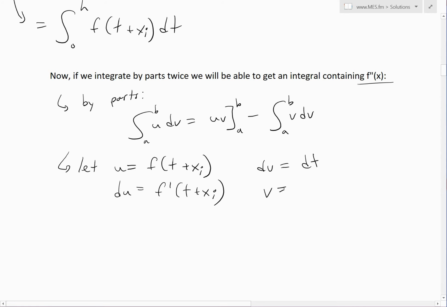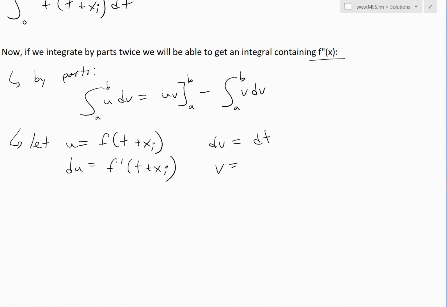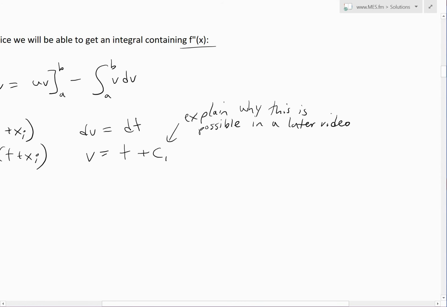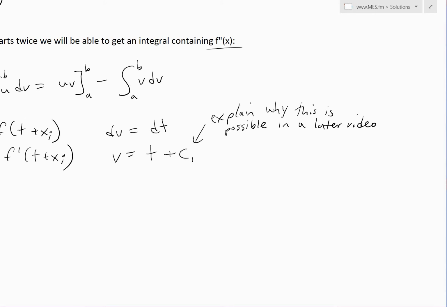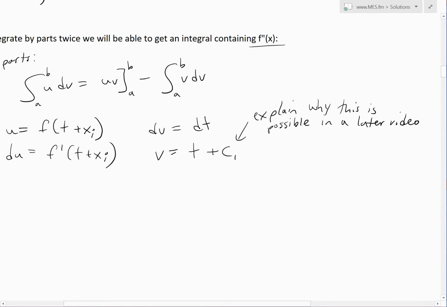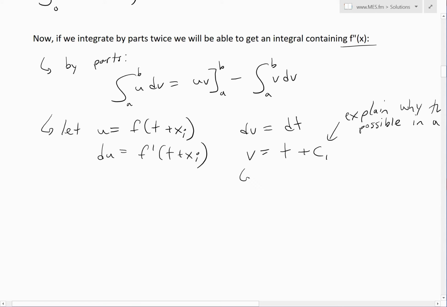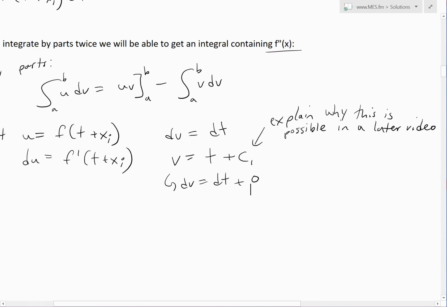Now the integral of this is going to be equal to, well, this is an interesting part, t, and we're going to add a constant c1. I'll explain this later. Basically I'll explain why this is possible in a later video, because this is just adding a constant called c1, and the reason we can do this is because with the integral of dt you can always add a constant, because when you take the derivative, we get dv equals dt, plus this constant goes to 0. So we can actually do this in any case.